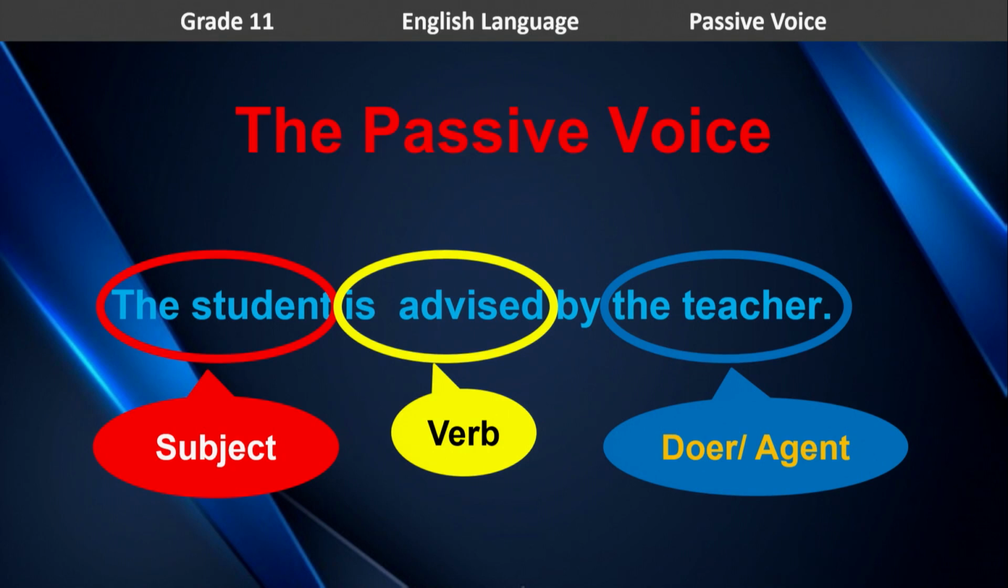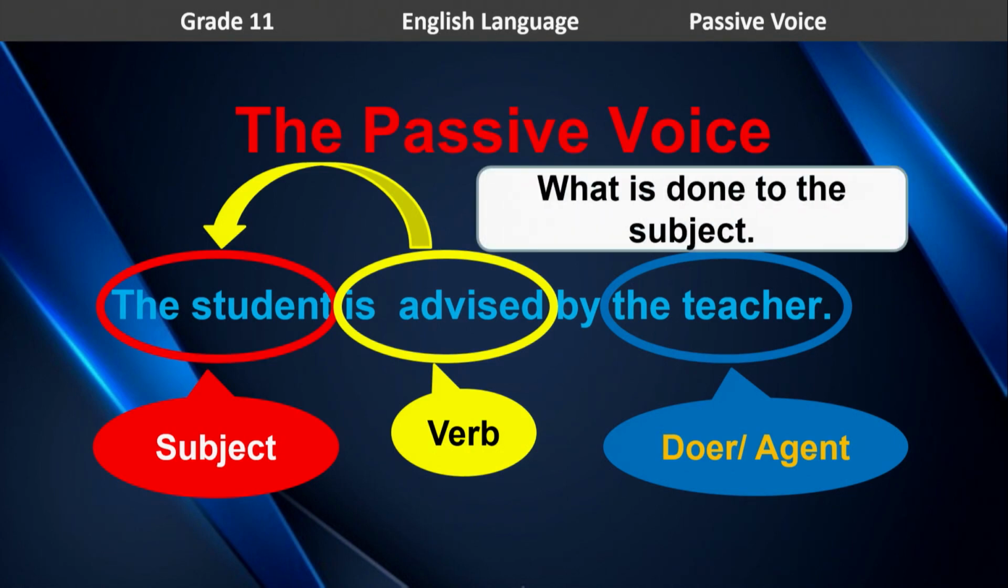But if you pay attention to this sentence, you can understand that the action given in the verb is not done by the subject in this sentence. Instead, the sentence reveals what is done to the subject. The sentence gives us the idea that the advice is given to the student. The student is advised by the teacher. So the passive voice means the sentence reveals what is done to the subject.